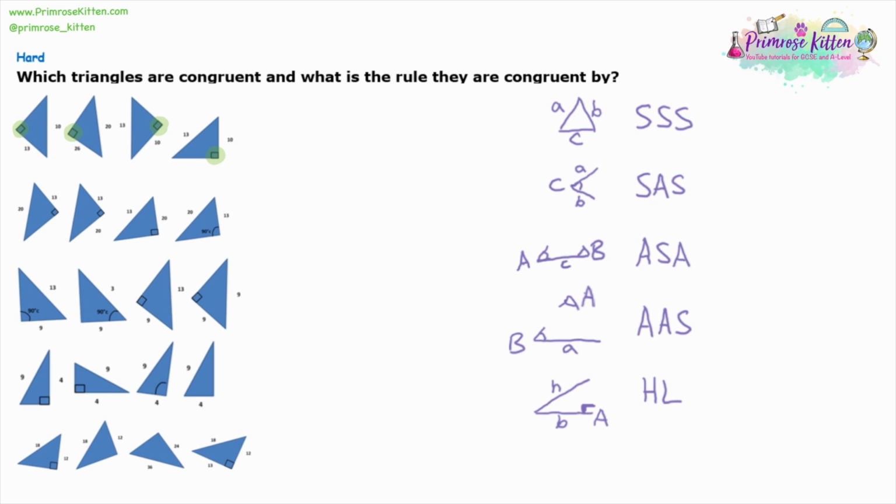So for the first shape, the hypotenuse is 10. For the second one, the hypotenuse is 20. For the third one, the hypotenuse is 13. And for the final one, the hypotenuse is 13.